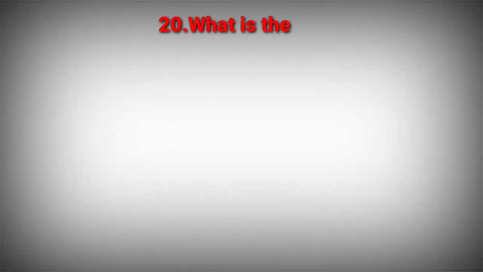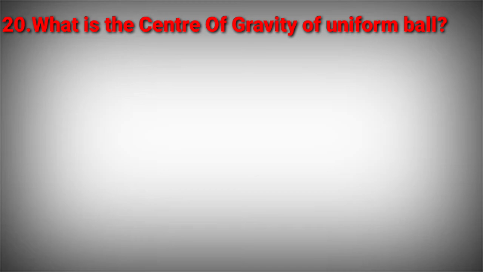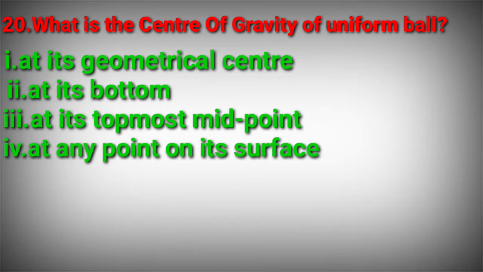Moving to the next question, that is question number 20. What is the center of gravity of uniform ball? The four options are at its geometrical center, at its bottom, at its topmost point, at any point on its surface. The right answer will be at its geometrical center.